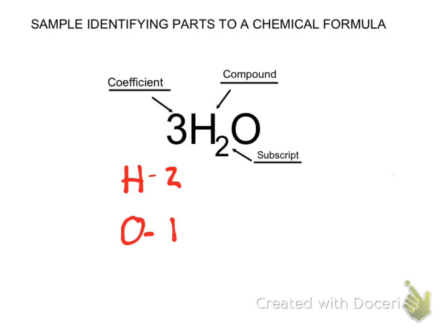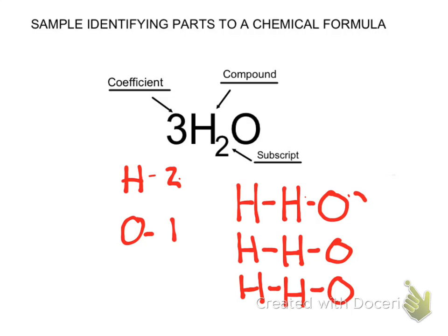H2O. So by myself right now, if I don't have this coefficient, I have H2O: 2 hydrogen, 1 oxygen. However, if I have 3 H2O, I actually have 3 groups of H2O. So it's kind of 3 times the quantity, very much like that.